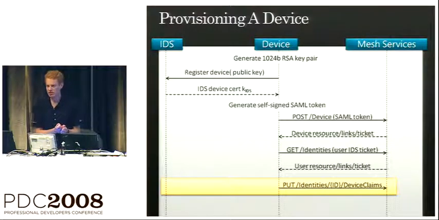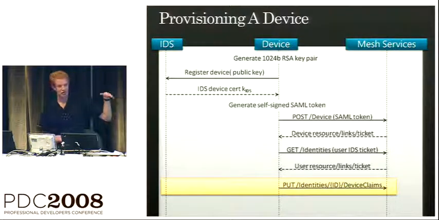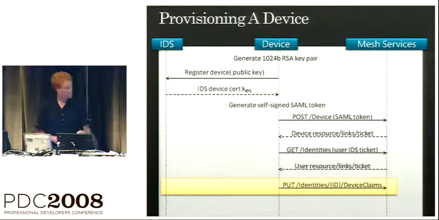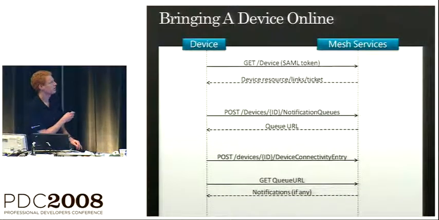Is that making sense? Roughly? OK. So by the end of this stage, the device exists. It's claimed to a user. Hey, that's the wrong machine. Let's try this one. Great.